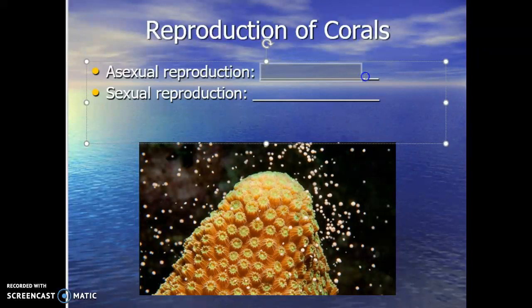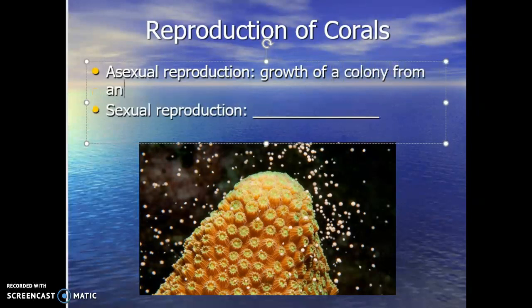Reproduction in corals happens in two ways. Asexual, simply growth of a colony from an original polyp. The polyp settles, and then it divides asexually over and over and over, and the coral gets larger. So that happens quite often.